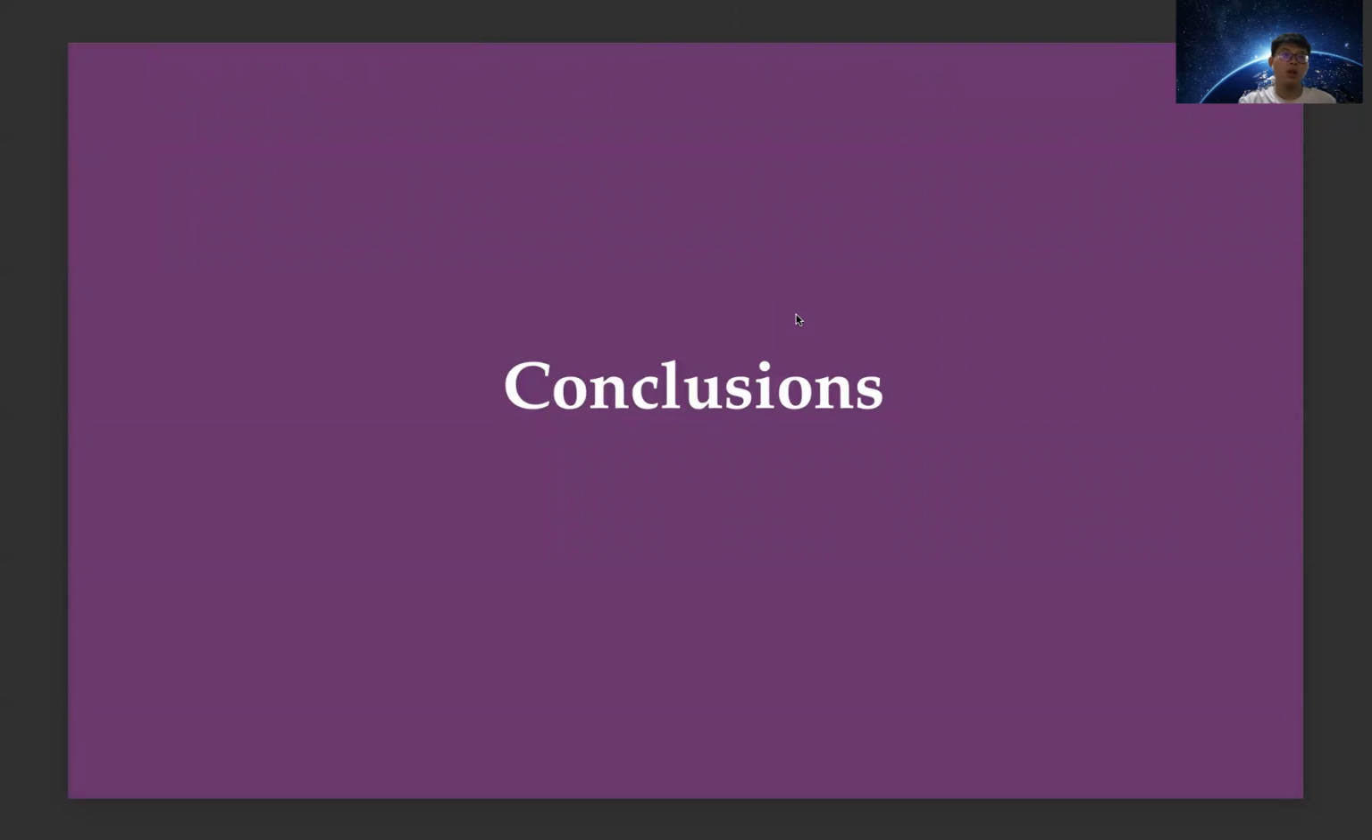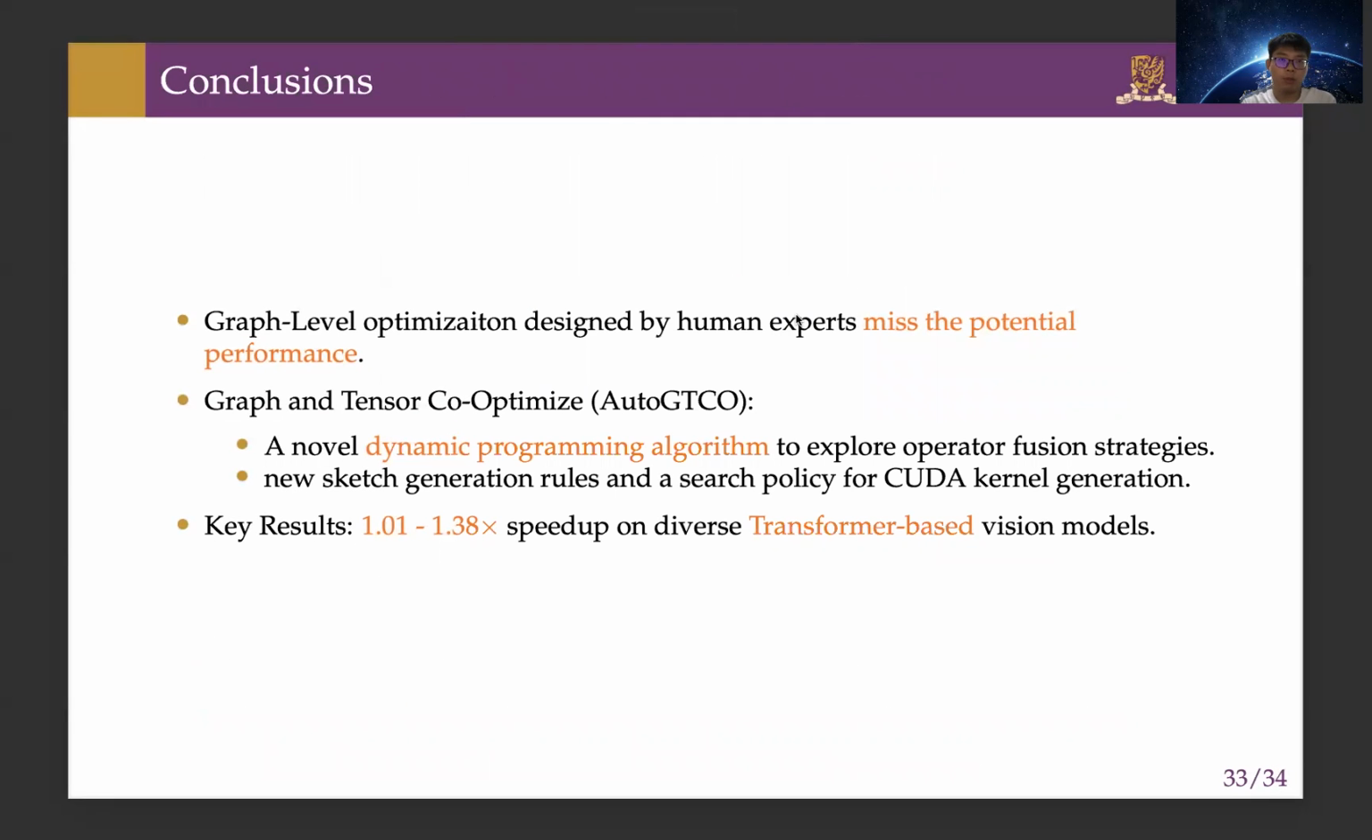In conclusion, we find that the graph level optimization defined by human experts misses potential performance. We propose the graph and tensor co-optimized AutoGTCO. A dynamic programming algorithm to explore operator fusion, new sketch generation rules, and a search policy for CUDA kernel generation are introduced. AutoGTCO can achieve 1.1 to 1.38 times speedup on diverse transformer-based vision models.